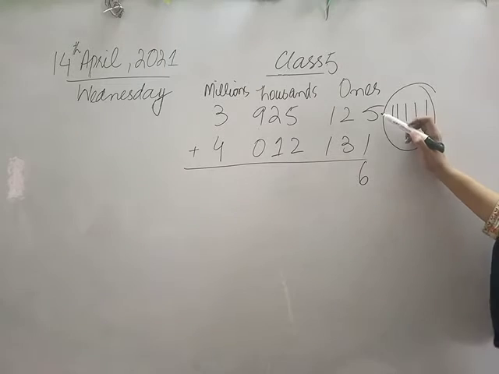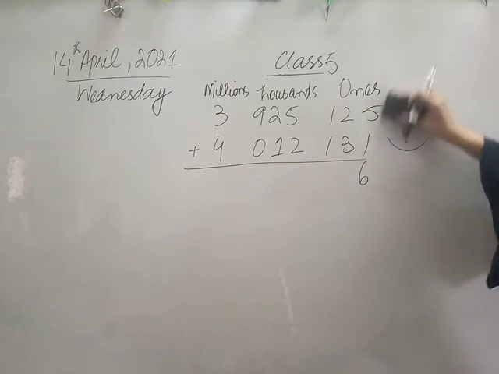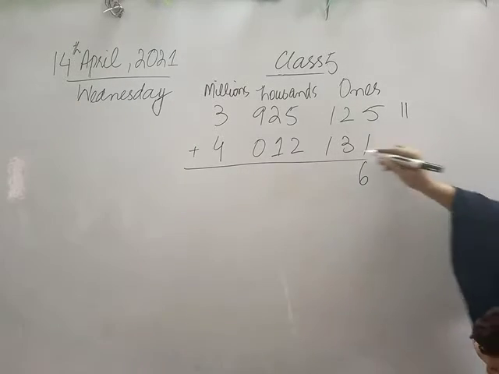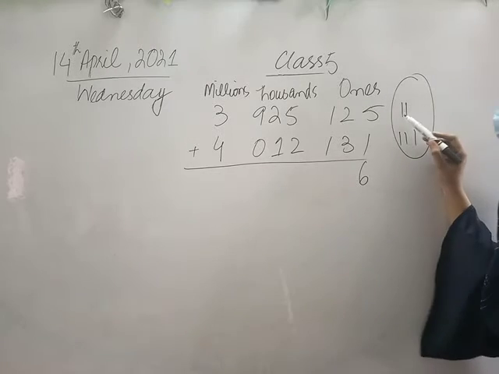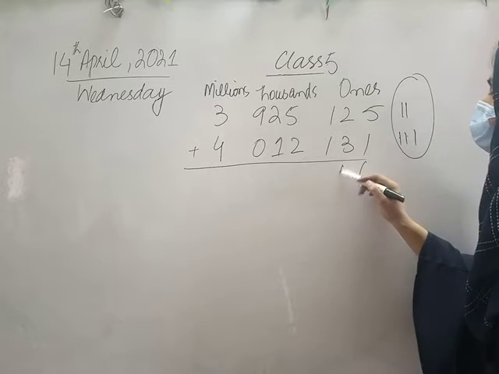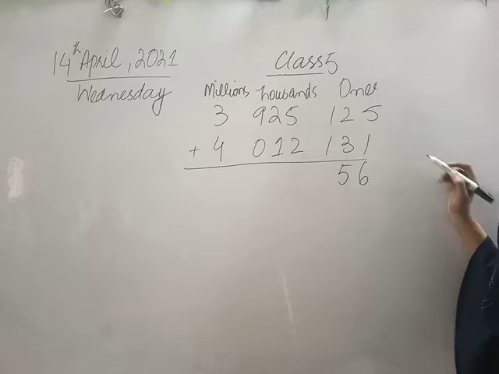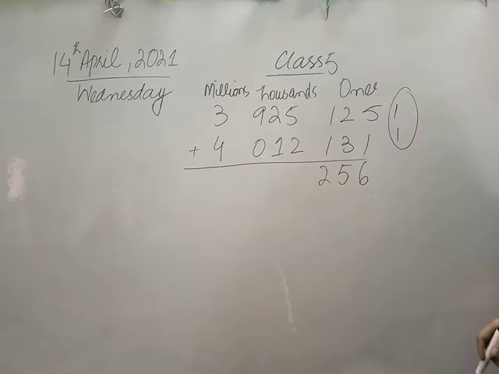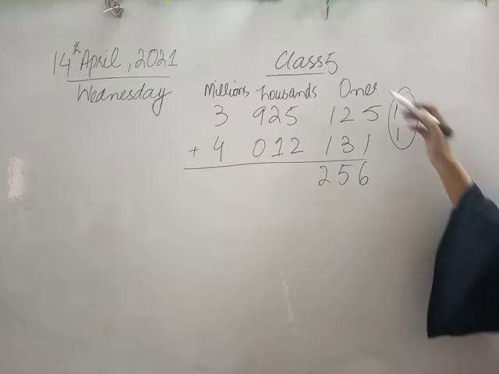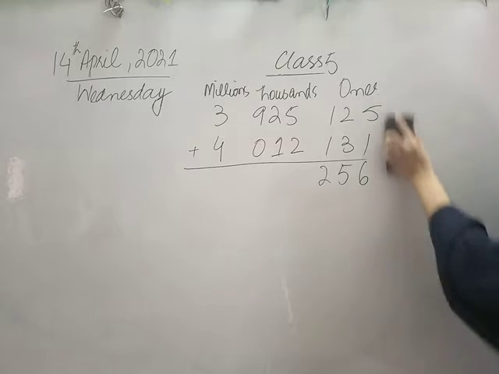Fine. Now moving towards the next, which is 2 plus 3. 2 for upper and 3 for lower. So in total we have 5. Next number, which is 1 for upper and 1 for lower. So in total I have 2. Okay, so this is how we can solve the ones column, the addition of the ones column.